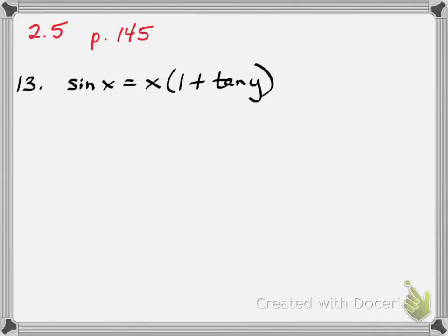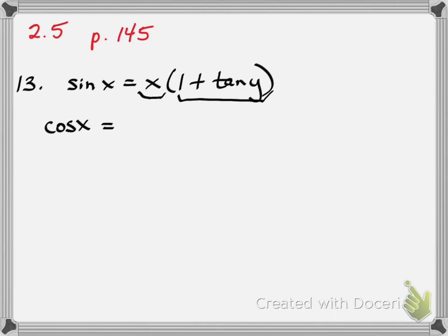So this problem says to find dy/dx. So we're going to do implicit differentiation and take the derivative of both sides with respect to x. So the derivative of sine x is cosine x with respect to x, so they agree. And over here on this side, we've got this times this. And I'm going to treat it as a product that way.